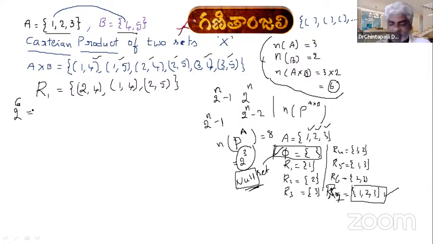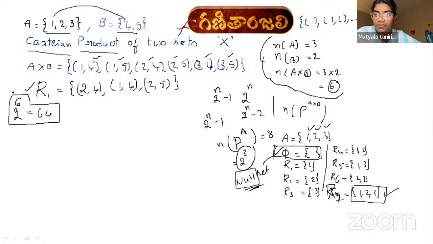What's the value of 2 power 6? 2, 4, 8, 64. Very good. So we can write 64 subsets of this kind. We wrote R1. Like this, if we want to write all the subsets, we need to write 64 subsets.